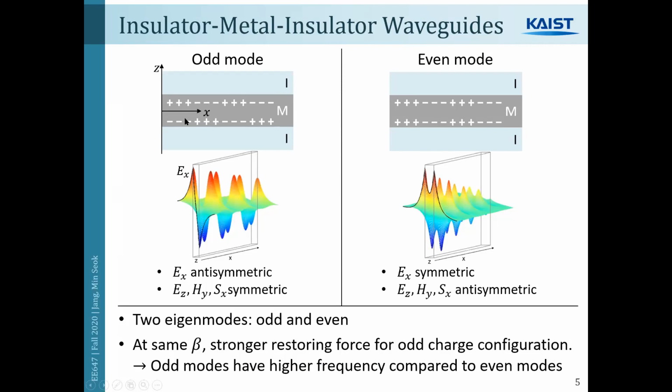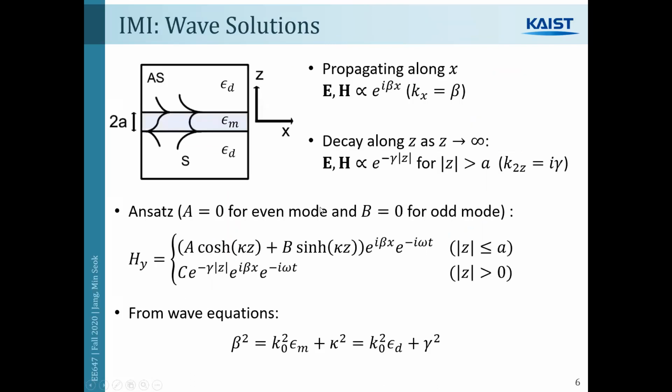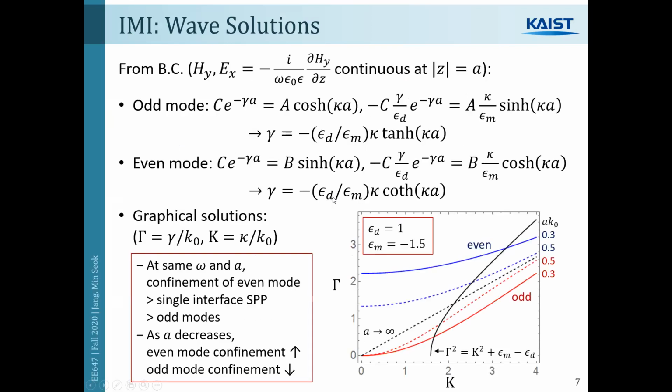The odd mode has a charge distribution that looks like this, odd along the z direction, and the even mode looks like that. We were able to rigorously solve Maxwell's equations to get the IMI wave solutions, and from that we extracted multiple properties of the even mode and odd mode. The even mode is more confined compared to the odd mode at the same thickness. As the thickness A decreases, the even mode becomes even more confined, and the odd mode becomes less and less confined.